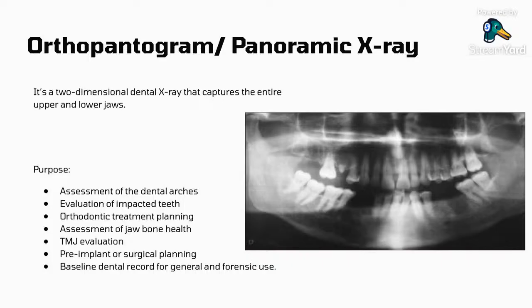And then there is orthodontic treatment planning: the bone levels, root angulations, the tooth alignment, and the assessment of the jawbone. You want to identify if there is a cyst, a tumor, or a fracture. TMJ evaluation is rather gross: joint structure and symmetry is what we want to identify. Then pre-implant or surgical planning, and baseline records for general and forensic use.